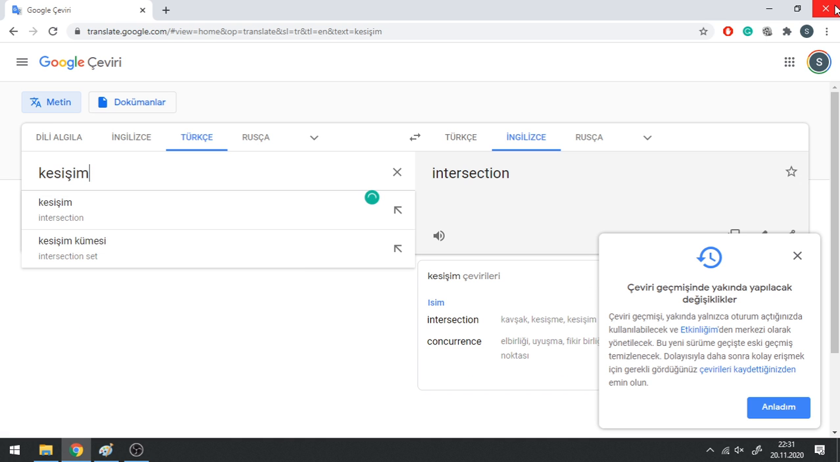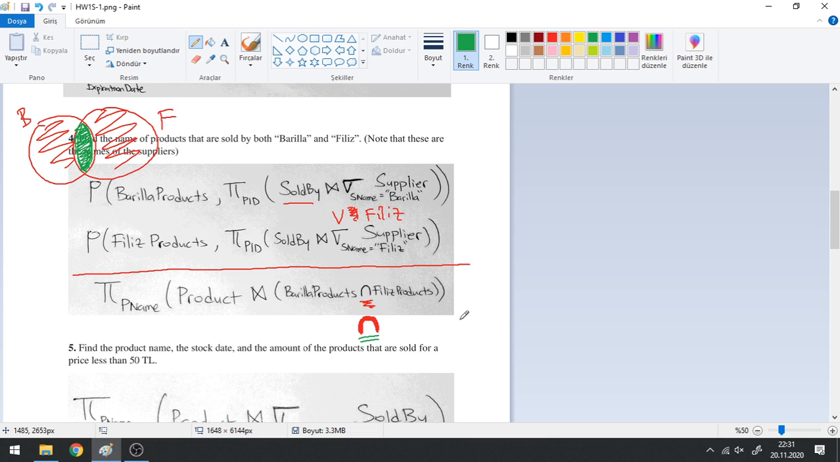Okay, intersection. Very easy word. So we need the intersection operation, a set operation. Otherwise there is also some other solution. A couple of people did that. You just get two different suppliers.